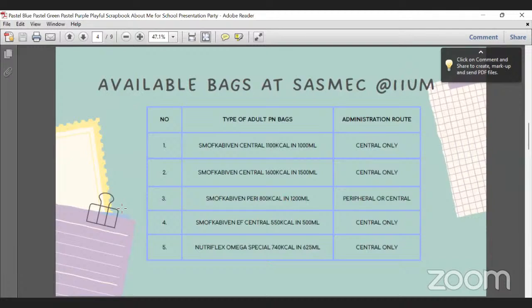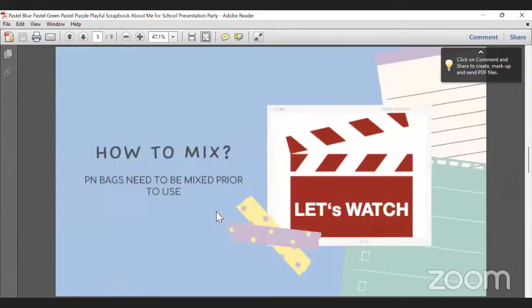All of these bags have different kilocalories, different energy supplied by the bags. And all of these bags strictly need to be given through a central line only due to the high osmolarity, except for the Smofkabiven Peripheral 800 kcal, the third one, which can be given through a peripheral or central line due to its low osmolarity. I will show some videos on how to mix them, as all of the bags come with 3 partitions. Thus, the partitions need to be broken first to be mixed prior to being given to the patient.